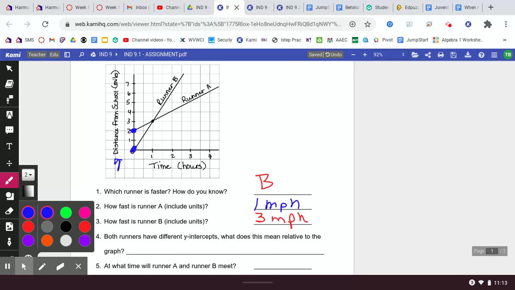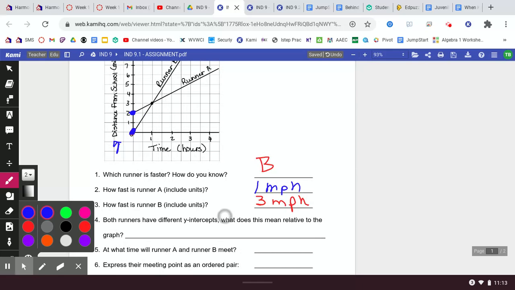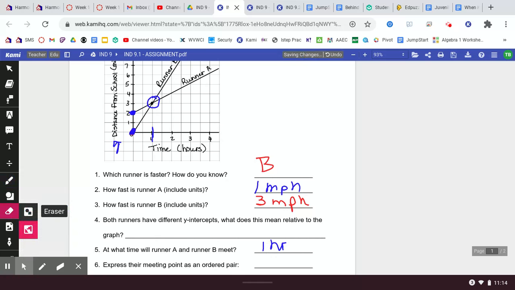Gage? Yeah, at 1 hour, because this is their meeting point right here. And their meeting point, since the question is asking time, is at 1 hour. Good. Let's see. Grace, at what time will runner A and runner B meet? Oh, I already did that. Sorry. I wrote it in the wrong one. There we go. Express their meeting point as an ordered pair. There we go.